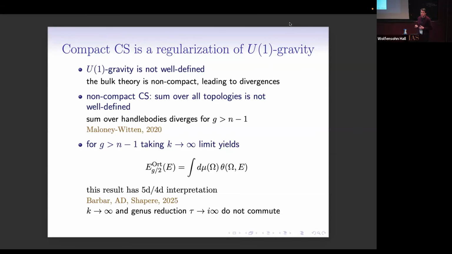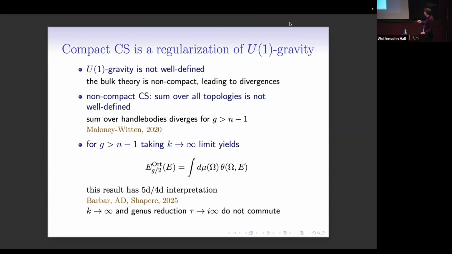And you can trace this in the bulk to the fact that in the bulk, your theory is not entirely well defined, and the Hilbert space of that theory is essentially infinite. And if you put that theory on a closed three-manifold, you will not get any fixed value, any fixed number coming from that theory.